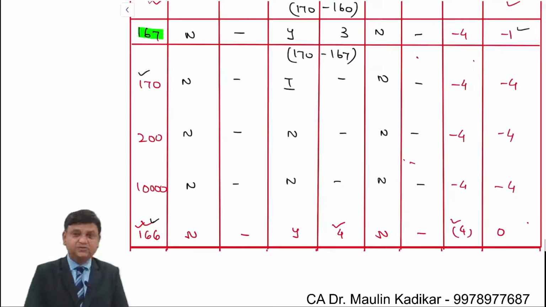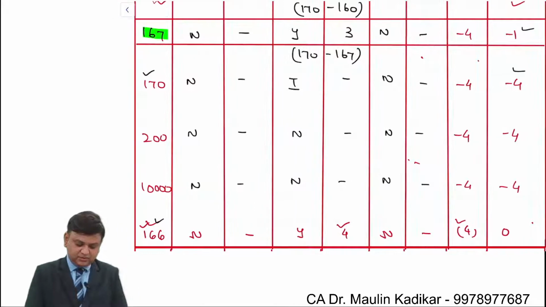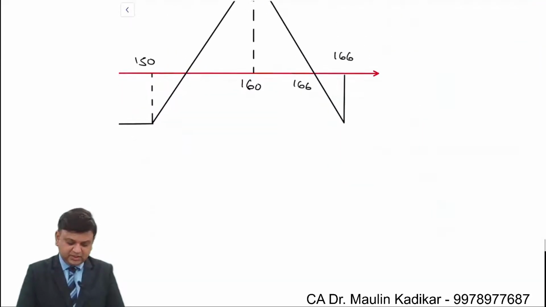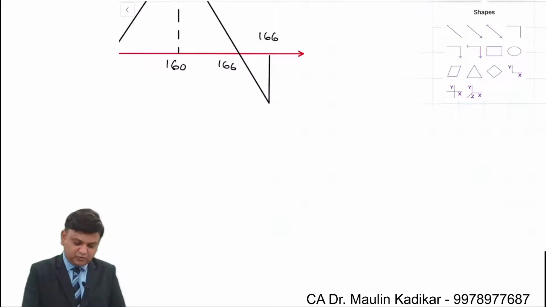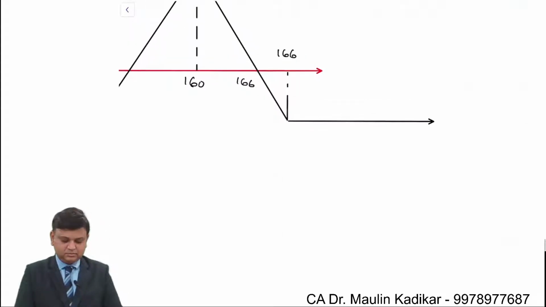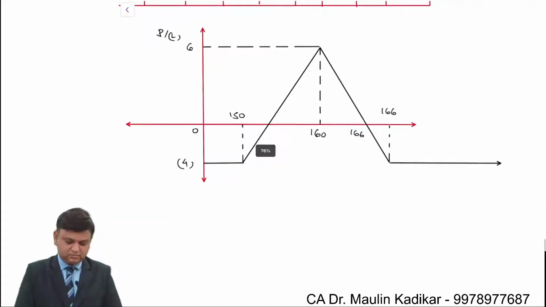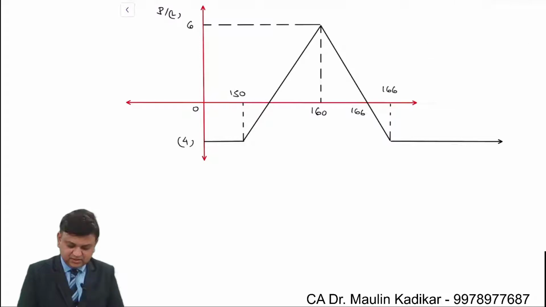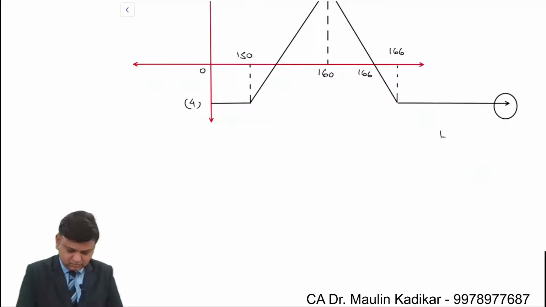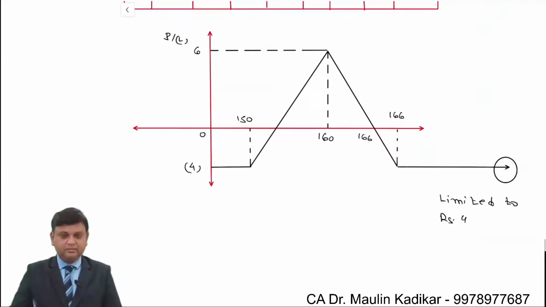We can see that when the price is 170, there is a loss of rupees 4, 200, again loss of rupees 4, 10,000, again loss of rupees 4. So beyond 166, there is a constant loss of rupees 4. So it goes like this. So we understand that it is limited to rupees 4. This is what we understand.